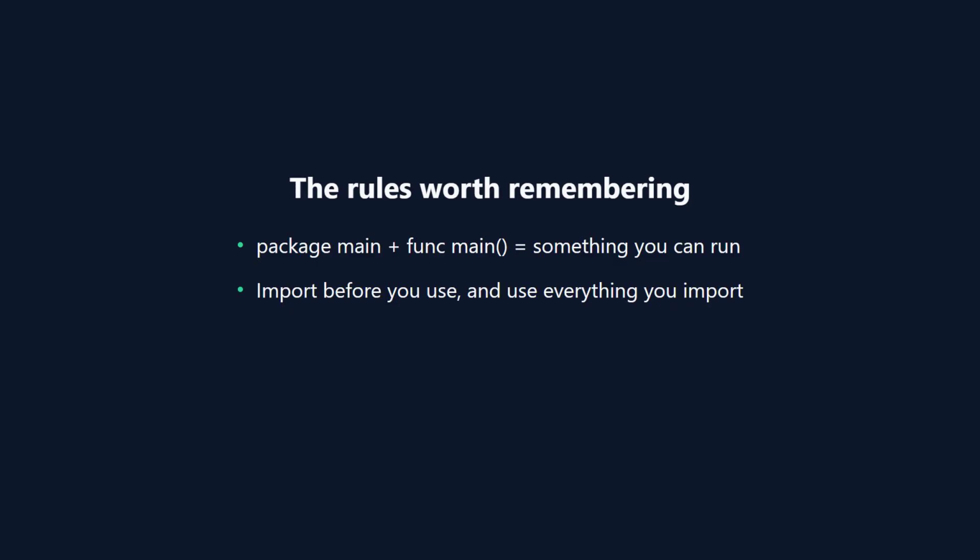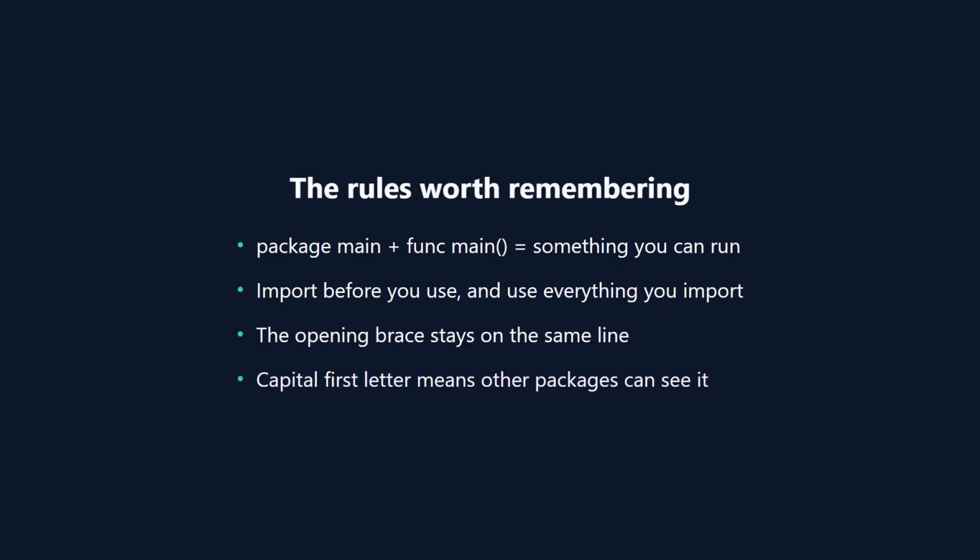4 things to take away from this lesson. 1. Package main plus func main is what makes something you can actually run. 2. Import a package before you use it, and use everything you import. Go checks both directions. 3. The opening curly brace stays on the same line as whatever opened it. 4. A capital first letter means other packages can see that name. Lowercase means it is private. Those 4 rules will carry you a very long way.